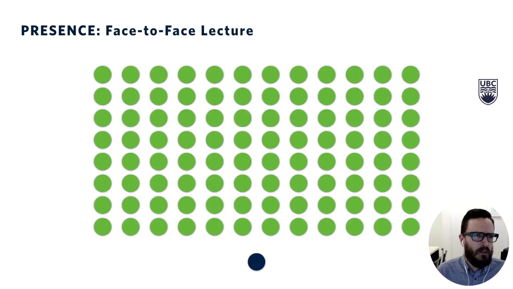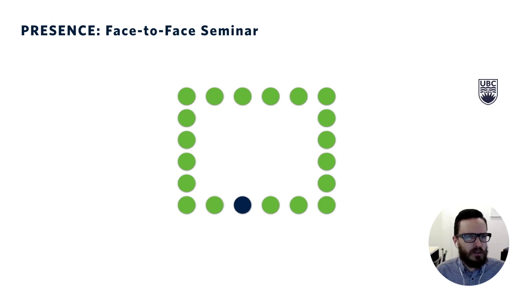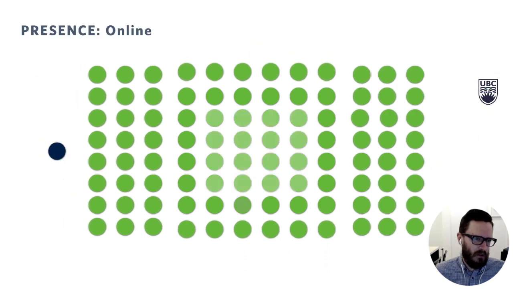looks like. So in a face-to-face lecture, you've usually got this sort of setup with the instructor at the front of the room giving the lecture. The students are in rows. There can be active learning activities, a couple of think, pair, shares, different activities going on there. In a seminar, it looks a little bit different, a smaller amount of students, and then it's more discussion-based, like round table discussions.